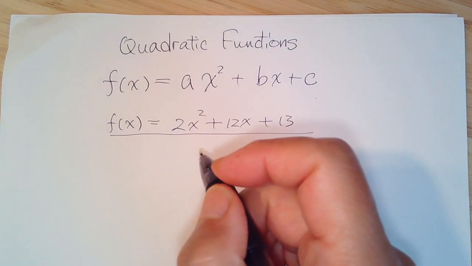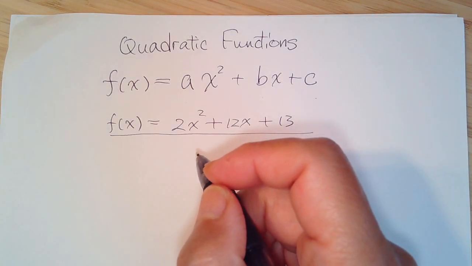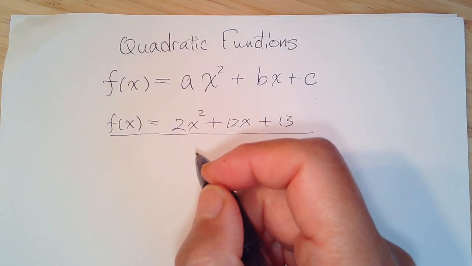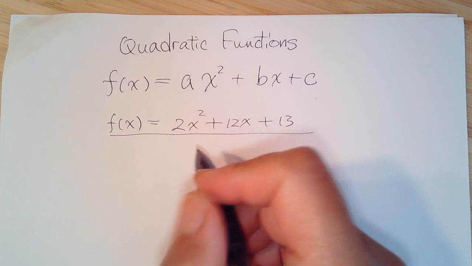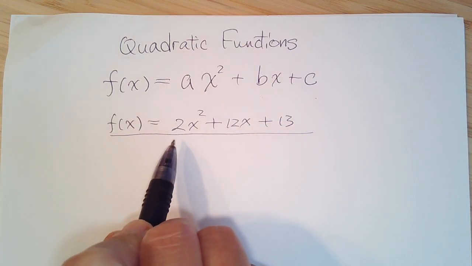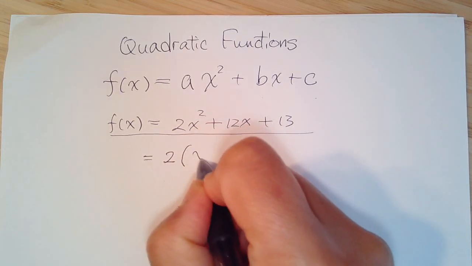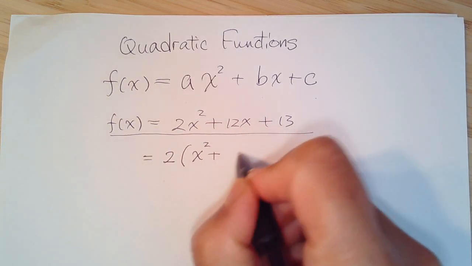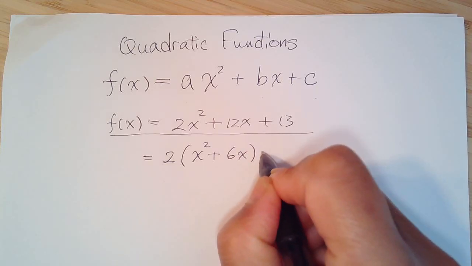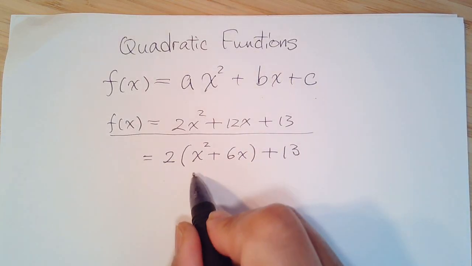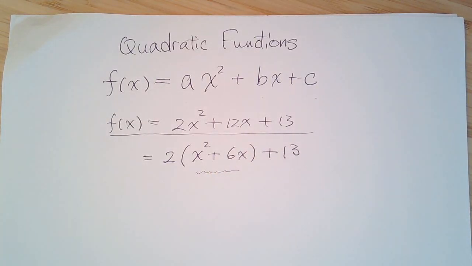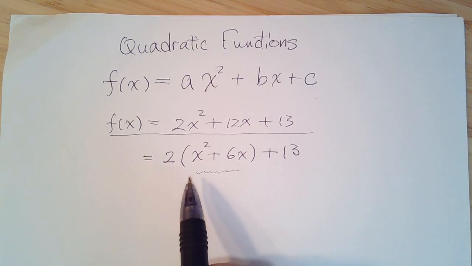Do you remember, when we learned how to complete the square, I want you to check whether the coefficient of the square term is 1. But this is not 1. So what I'm going to do is take a 2 out: 2 times x squared plus 6x. If I do this, then I can complete the square here. Do you remember how to do that?